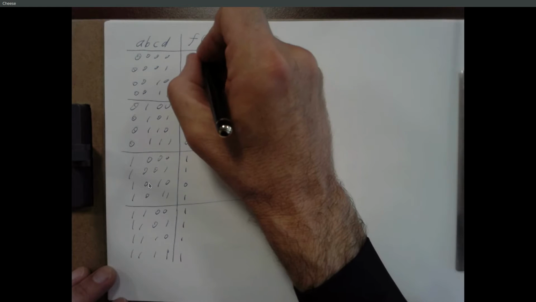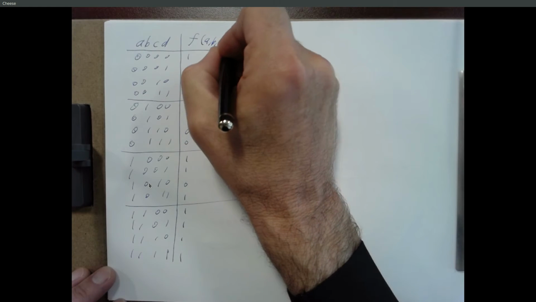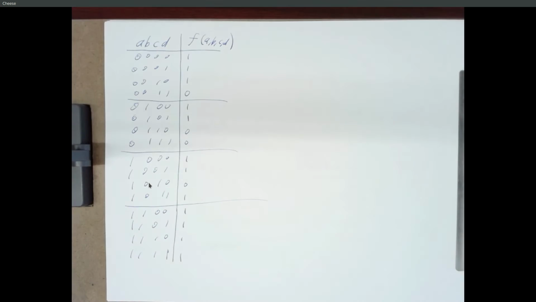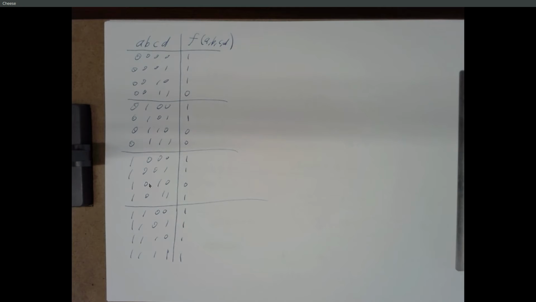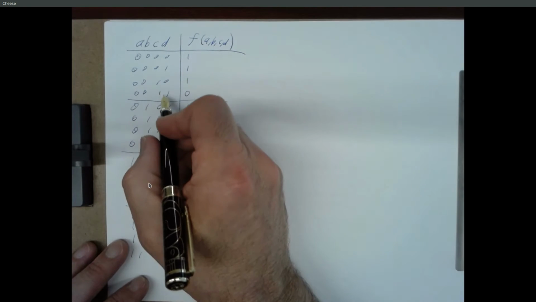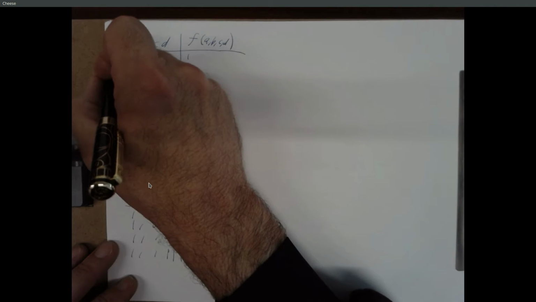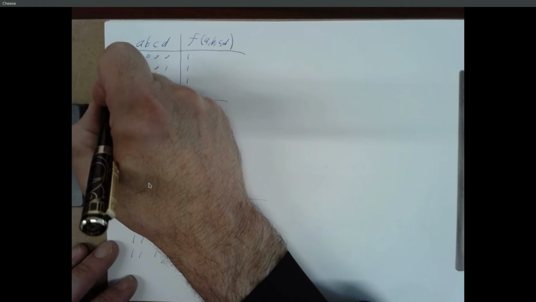I'm going to make this easy on myself and not have too many zeros in there. So this is our function f of a, b, c, d. Is that easier to read? So max terms, right, we just start from 0. This is max term 0, 1, 2, 3, 14, 15. Uppercase M's.